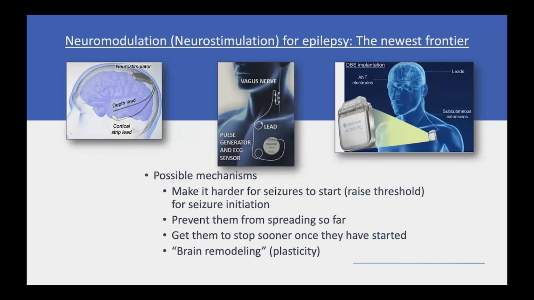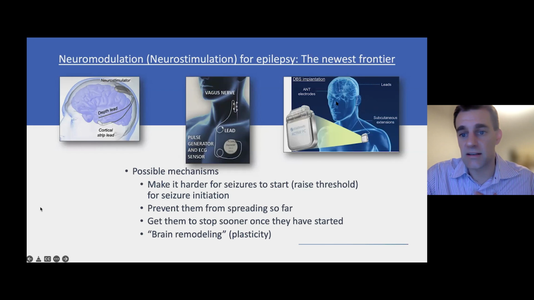Actually, all these stimulators tend to have their best efficacy or effectiveness over time. The actual mechanisms with which we think they work are, of course, to make it harder for seizures to start by raising the threshold. That's what we think VNS and DBS do. Also, maybe to prevent them from spreading so far. So either you can zap them once they start, or you can continuously stimulate when they're already going, like in vagus nerve stimulation and DBS, and maybe you can prevent them from spreading so far. Maybe get them to stop sooner once they've started. That's particularly for RNS here, but also vagus nerve stimulation and deep brain stimulation.